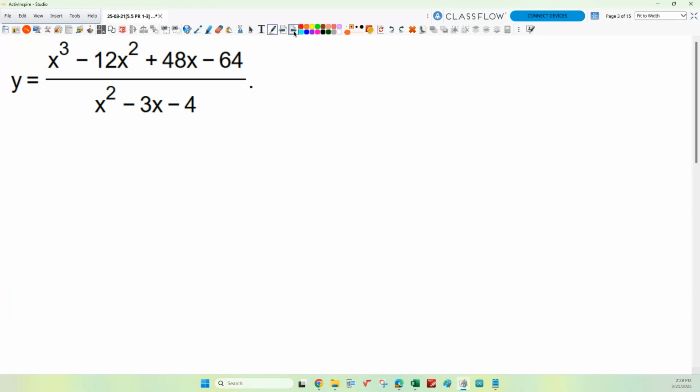So what we should do instead, we're going to have to find the domain anyway, right? So we need to find the zeros of the denominator. Fortunately, the denominator factors pretty easily. What does the denominator factor into? X minus 4 times x plus 1, okay?